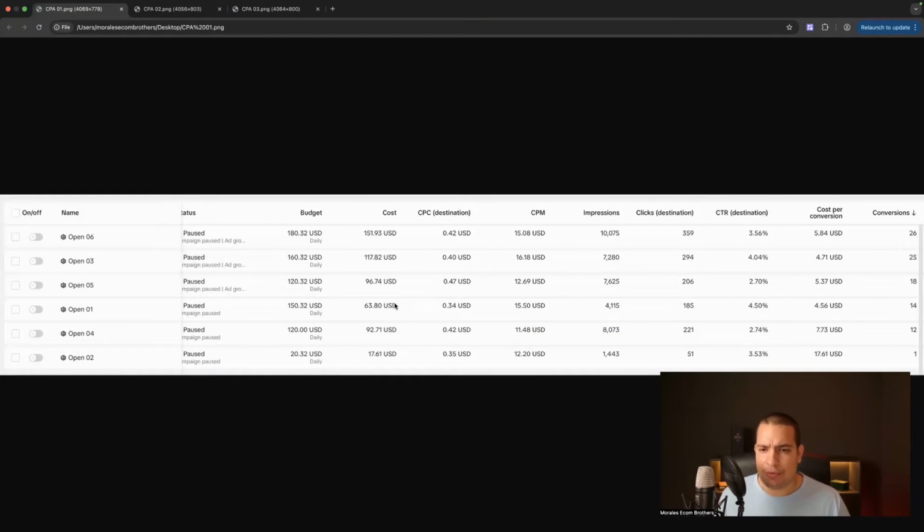This first example right here is one of a product that we scaled in the past. If you look closely, you're going to see CPC, CPM, impressions, clicks, CTR, cost per conversion, and conversions. All of those metrics play a huge role in whether I decide to kill or to scale the product. But one is better than everything else. What is that metric? Well, the metric that I live and breathe for is cost per conversion. And let me tell you something.